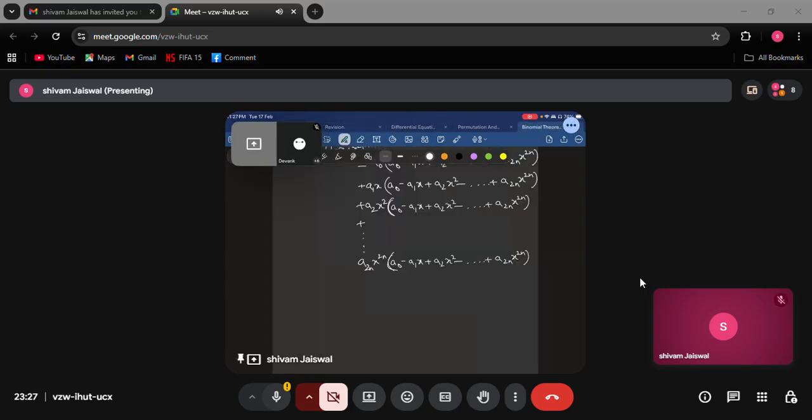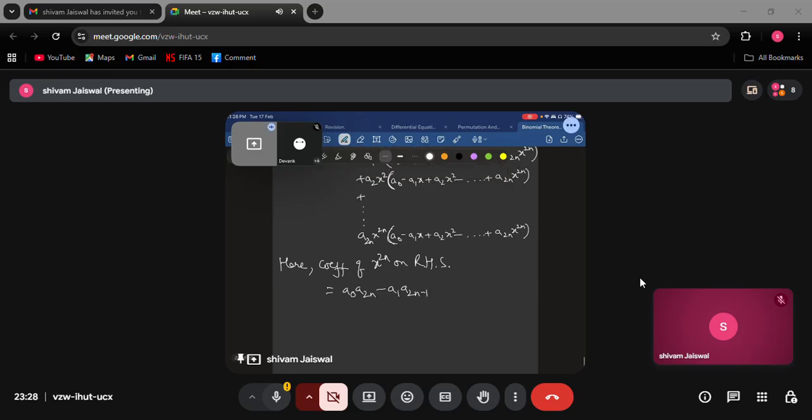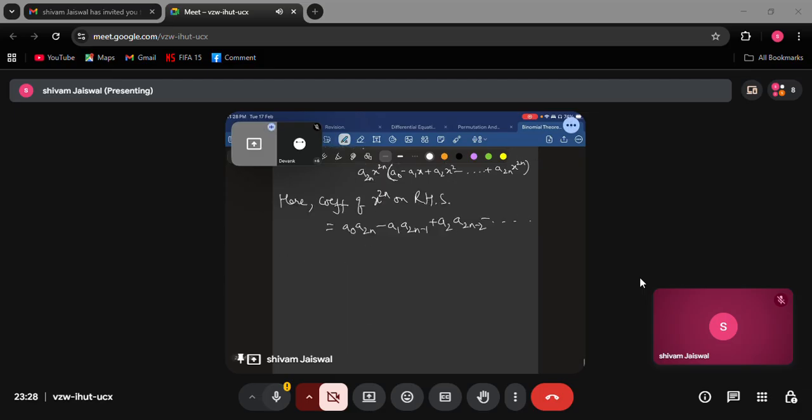So everyone, what is the coefficient of x to the power 2n on the RHS? It will be equal to a0 into a_2n minus a1 into a_(2n-1) plus a2 into a_(2n-2) minus dot dot dot, which is equal to a0 square minus a1 square plus a2 square minus a3 square plus dot dot dot.